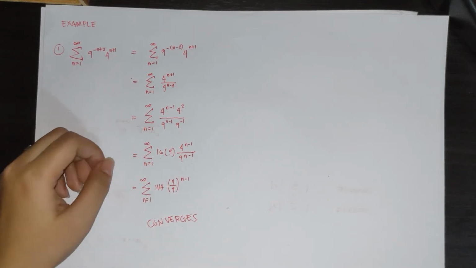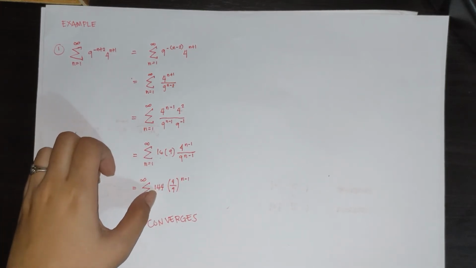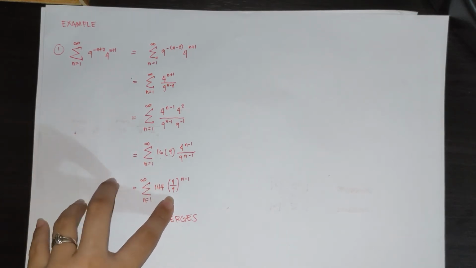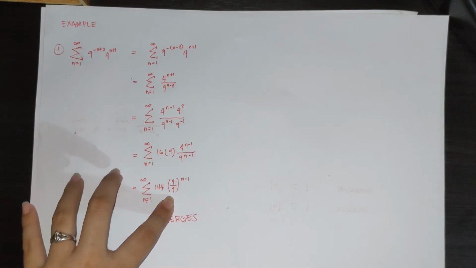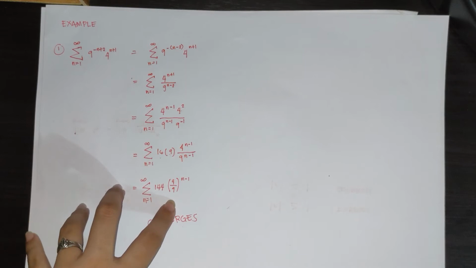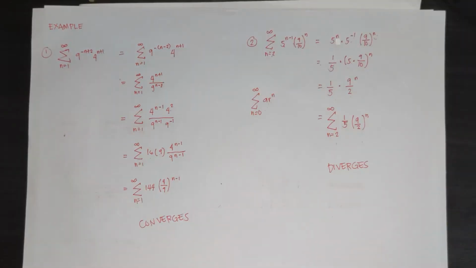So this is a geometric series with a as 144 and r, which is 4 over 9, which is less than 1. Therefore, this series converges.